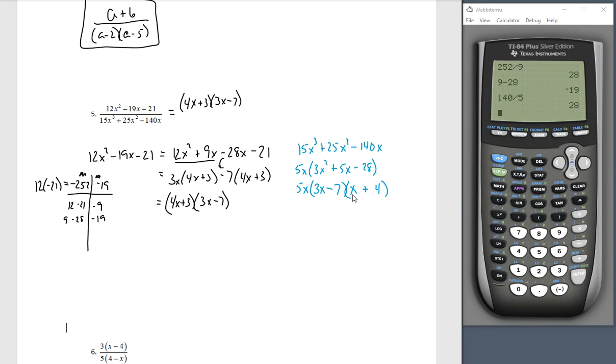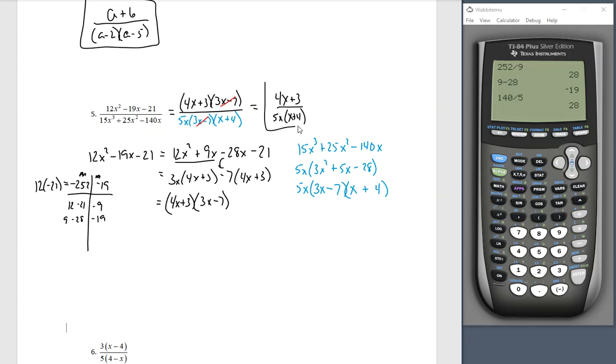Let's check. 3x squared, 3x times 4 is 12x, minus 7x, so that's my 5, good, and minus 7 times plus 4 is a minus 28. So I'm able to factor this using my, quote, easier one, the one that we factored first. I was able to have a good idea as to how to factor my denominator term. Now that they're factored, the 3x minus 7s will cancel out. And we have 4x plus 3 over 5x times x plus 4.